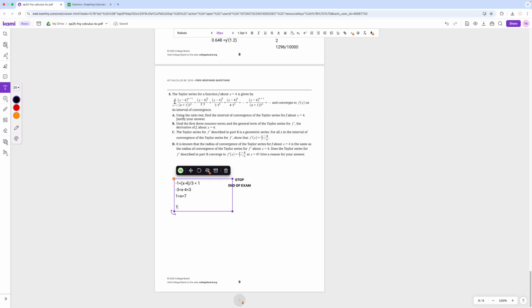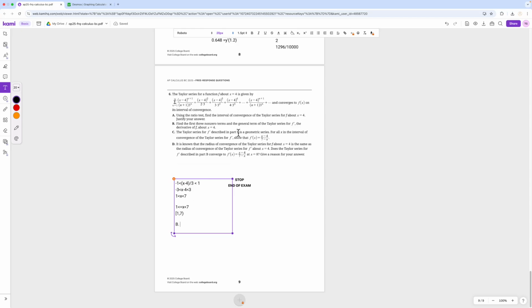So that means our final interval is 1 is less than or equal to x is less than 7. If you're writing it using brackets, you're going to write it like this: 1 bracket, 7 parenthesis. So that's A. Now we're going to be doing B.